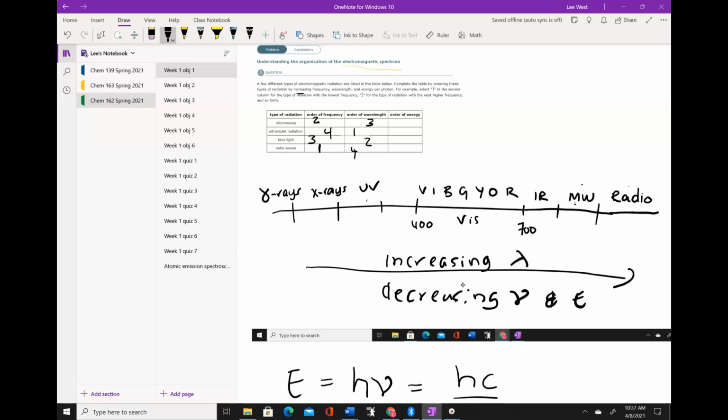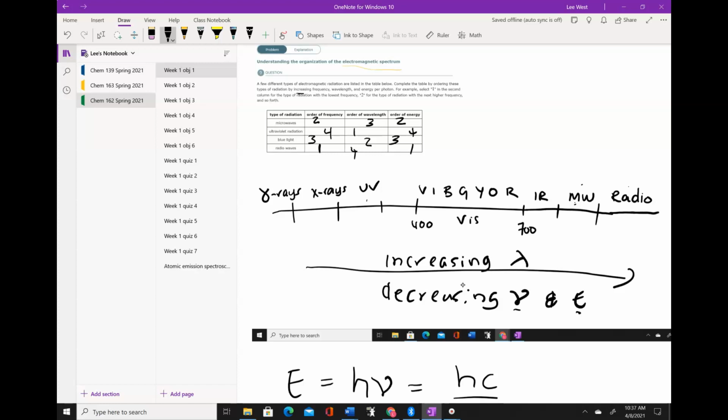Okay, so what about energy? Well, energy and frequency will follow the same pattern, so we can just copy our numbers over from the first column. So 2, 4, 3, and 1. And there we go.